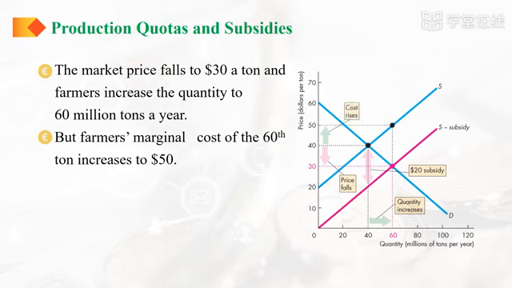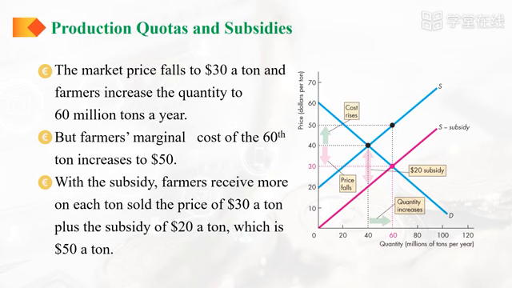Number 4, payments by government to the farmers. The government pays a subsidy to peanut farmers on each ton of peanuts produced. In this example, farmers increase production to 60 million tons a year and receive a subsidy of $20 a ton. So peanut farmers receive payments from the government that total $1,200 million a year.